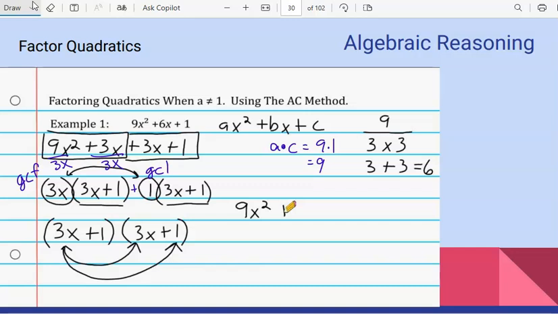Notice they both have a 3x plus 1, so we can factor that out of the whole thing. And notice that we have the same factor repeated twice. That means we can rewrite this as 3x plus 1 squared.